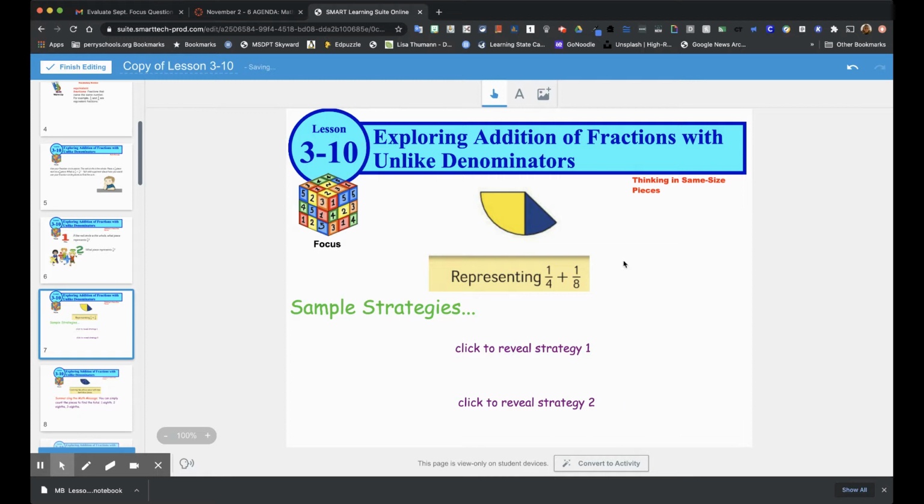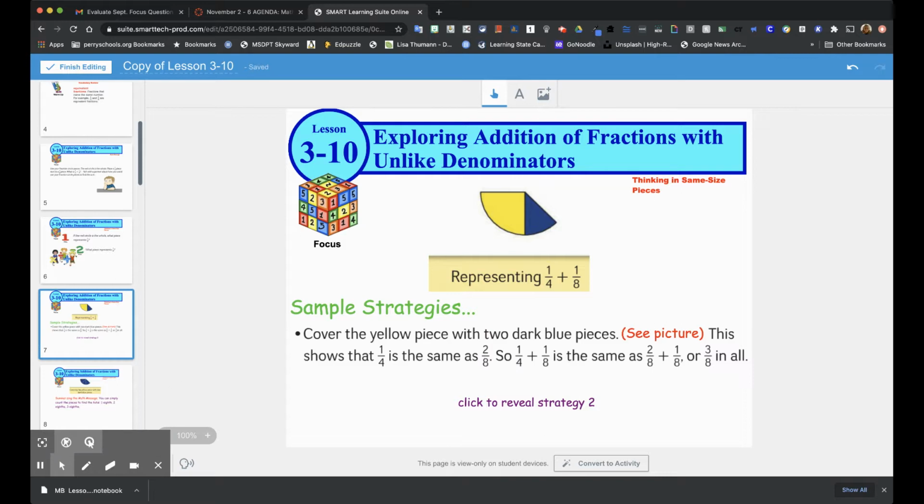So right here you see we have representing 1/4 plus 1/8. This is what your e-toolkit should look similar to. First thing, a strategy would be to cover the yellow piece with 2 dark blue pieces. So you can see that picture up there, that a yellow piece could fit 2 dark blue. This shows that 1/4 is the same as 2/8. So 1/4 plus 1/8 would be the same as 2/8 plus 1/8 or 3/8 in all.